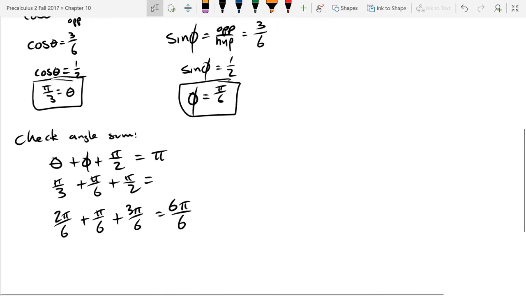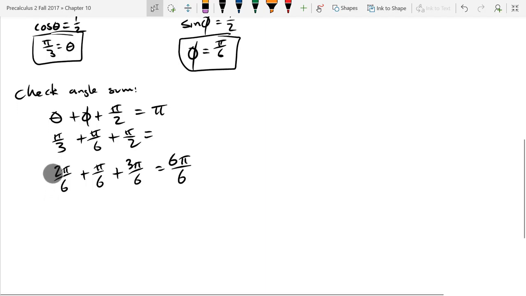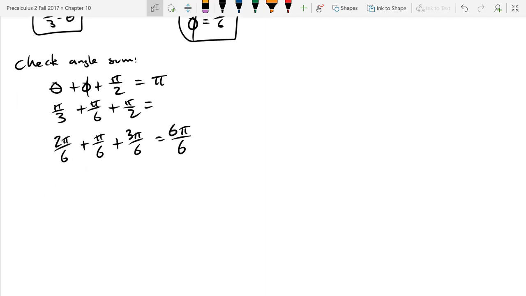All right, so that's basically how we solve triangles. You just pick what sides you know. Sometimes you know two sides and you want to find an angle. Sometimes you know an angle and one side, and you're solving for the other side. So we're going to do some word problems now.